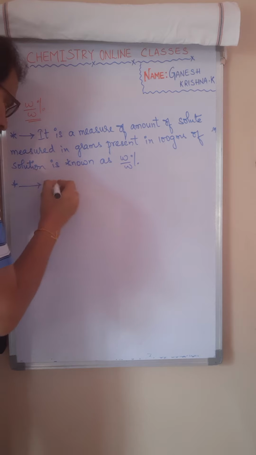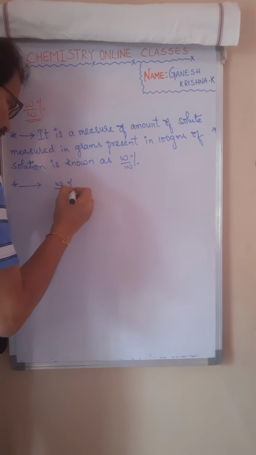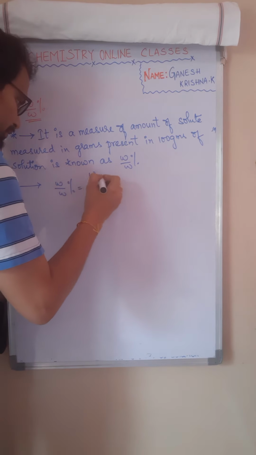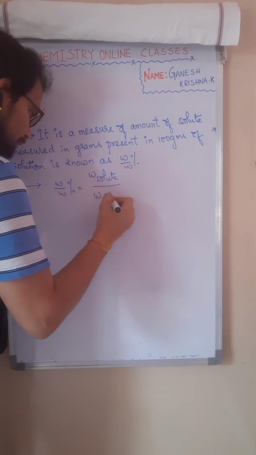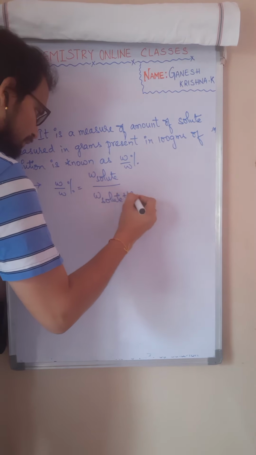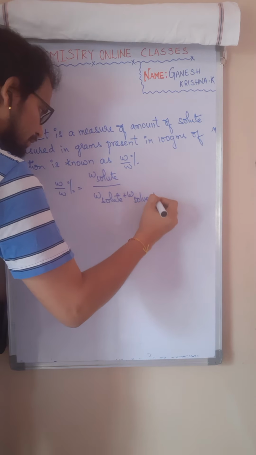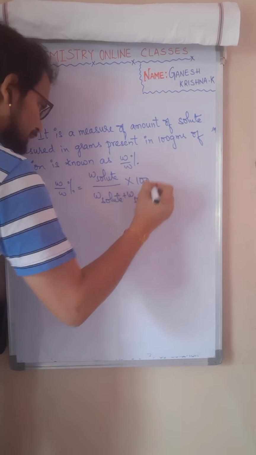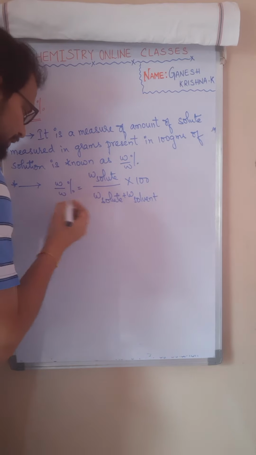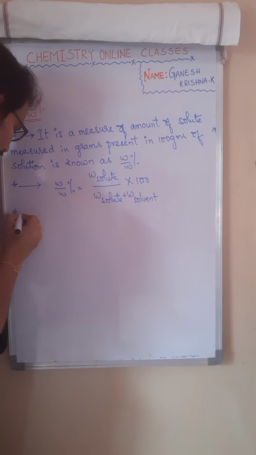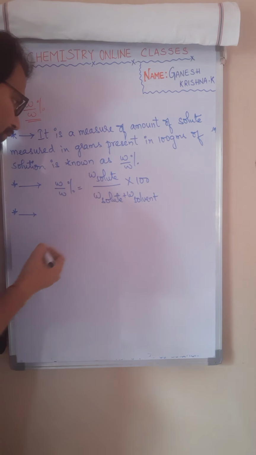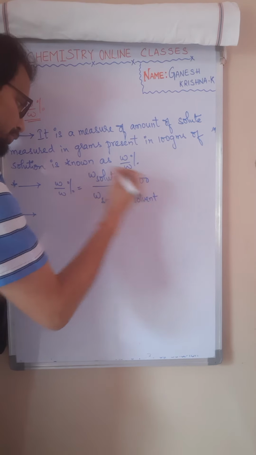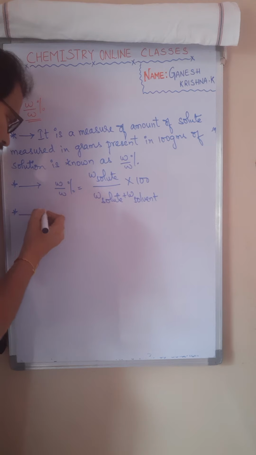And the mathematical representation to calculate the weight by weight percentage is weight of solute divided by weight of solute plus weight of solvent in the denominator, into 100. Here, the weight of solute plus weight of solvent can be taken as the weight of the solution.